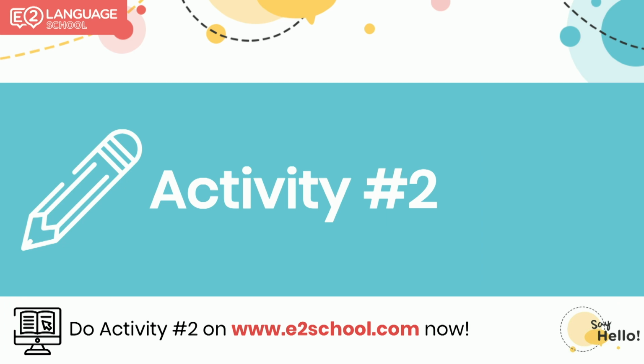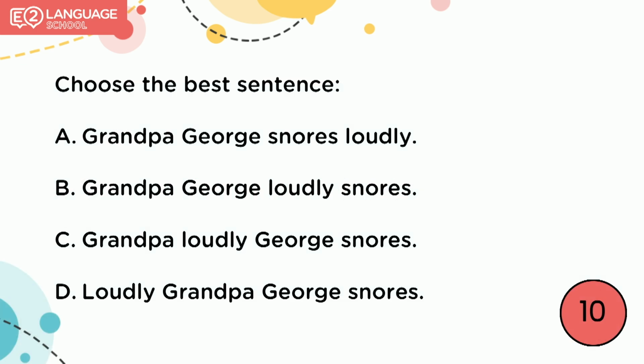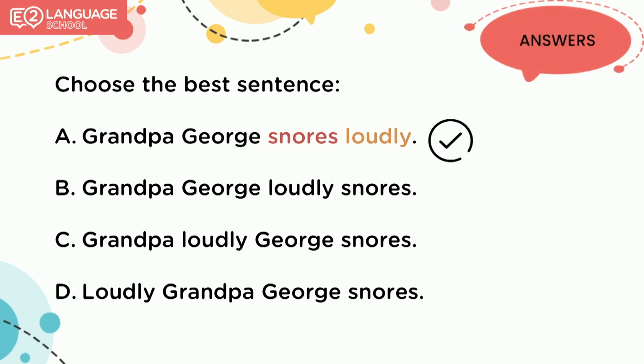Let's do activity number 2 on e2school.com. I want you to choose the best sentence where the how adverb follows the verb. So the best sentence here where the how adverb comes after the verb or follows the verb is A. Grandpa George snores. How? Loudly. Grandpa George loudly snores is a bit weird, and Grandpa loudly George snores is wrong, and loudly Grandpa George snores is grammatically correct, but it just sounds weird. So this is the best way to structure these sentences.